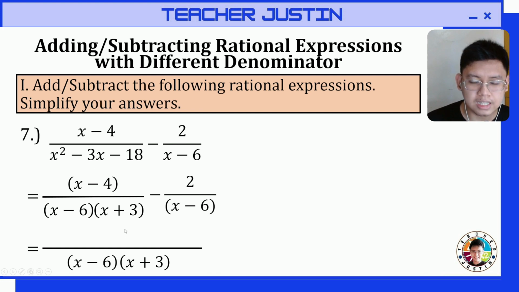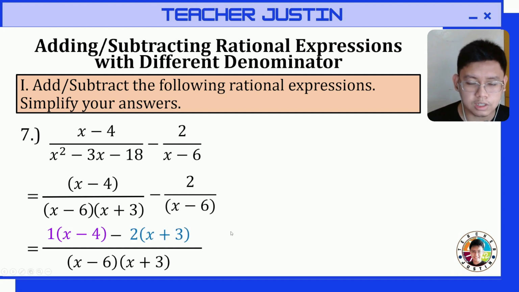Tapos multiply natin sa numerator. That will be 1 times the quantity x minus 4. Then, copy the operation, minus. So, we have our LCD divided by x minus 6. That will be x plus 3. Then, multiply natin sa numerator. That will be 2 times x plus 3.